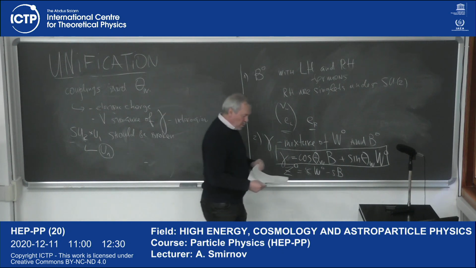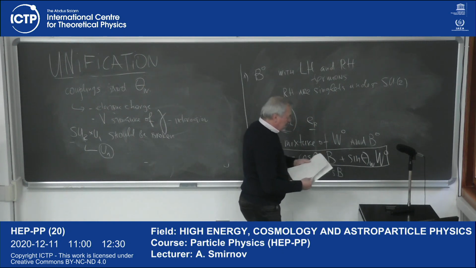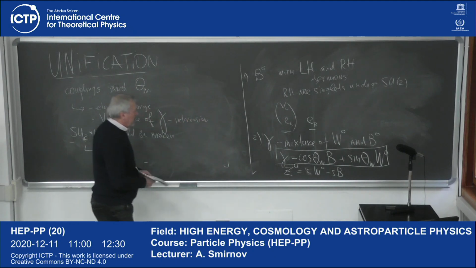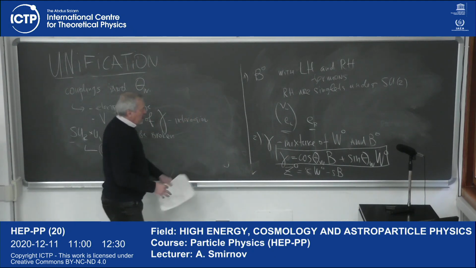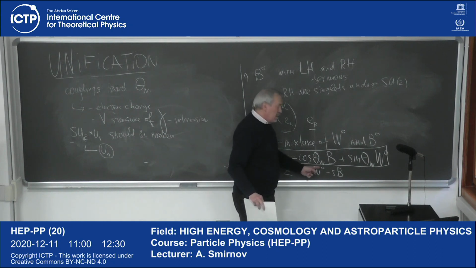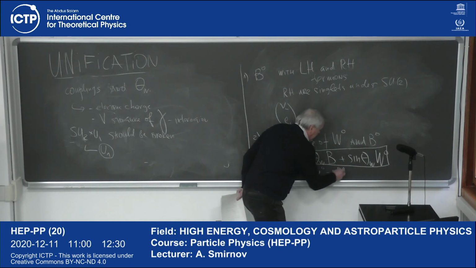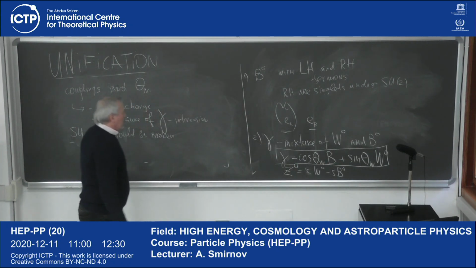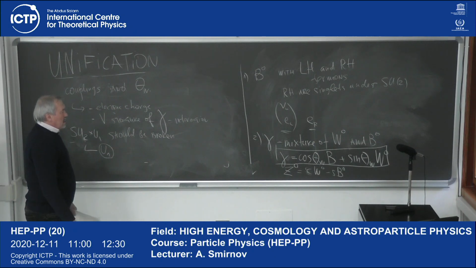So in this way, we solve all the problems for unification. We introduce Z0 as a mixture of W0 from the triplet and B from the singlet, so this U1 gauge boson. And for symmetry breaking, the Higgs mechanism was used. This I will not touch even, which gives the mass to Z0, but not the mass of the photon.